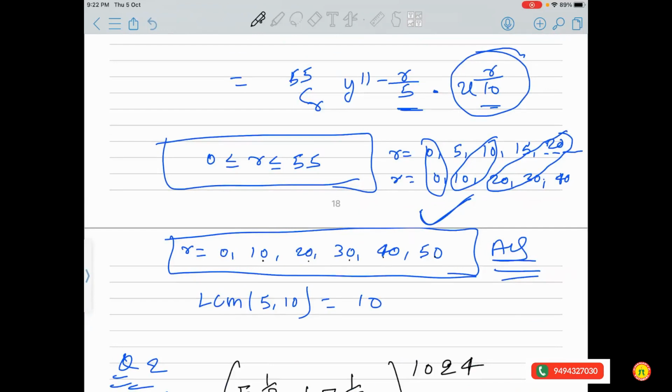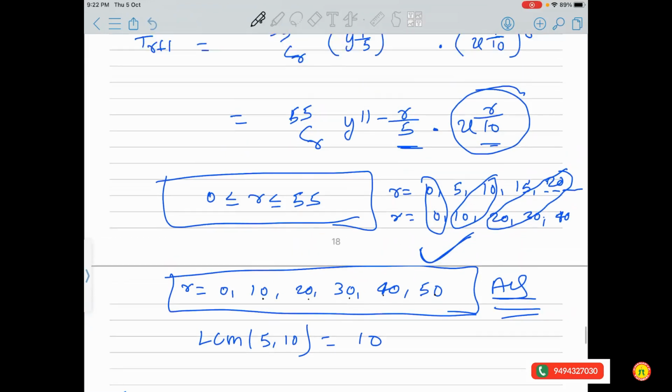Aditi, समझ में आया? Aditi, Sohan. Yes, sir.